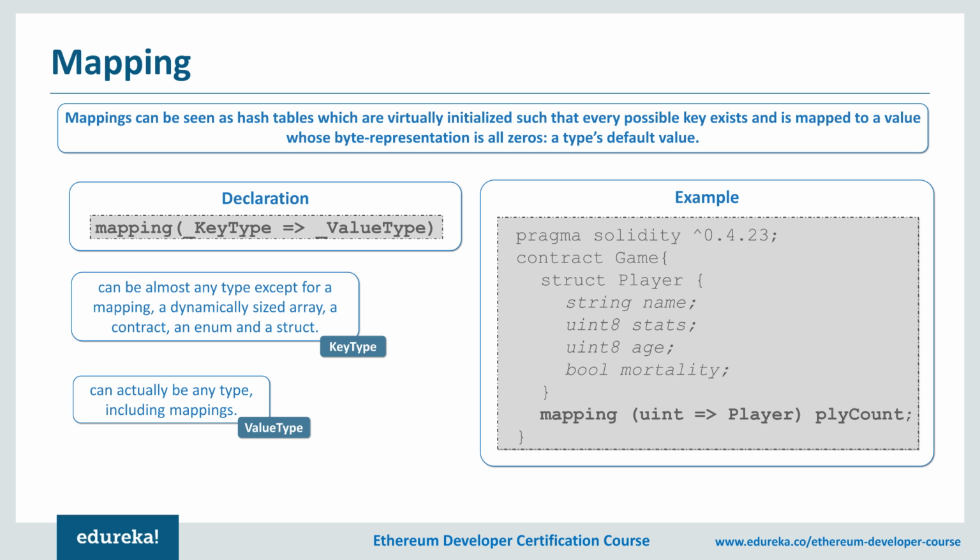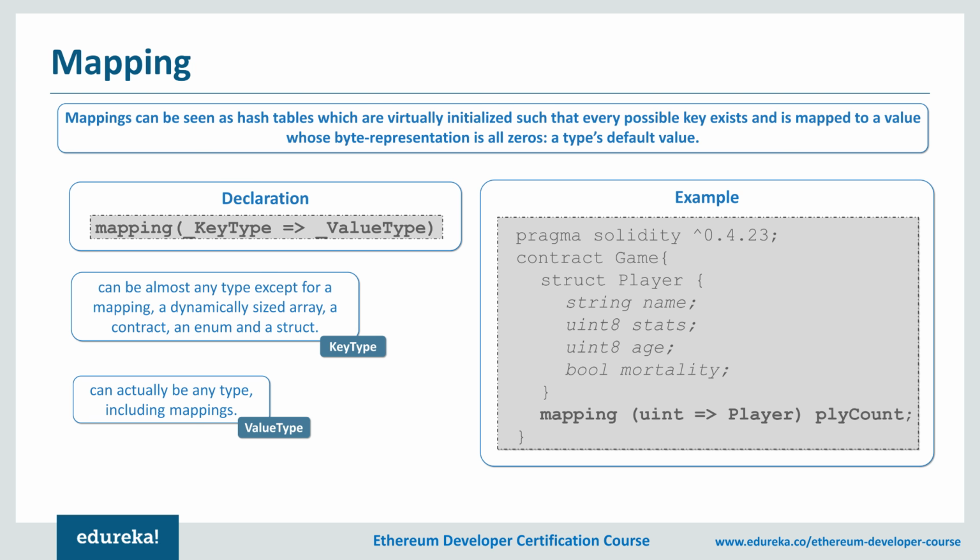The similarity ends here. The key data is not actually stored in a mapping, only its keccak256 hash is used to look up the value. Because of this, mappings do not have a length or a concept of a key or value being set. Okay guys, now that I've explained mapping, let me show you a quick example of how mappings work in Solidity.